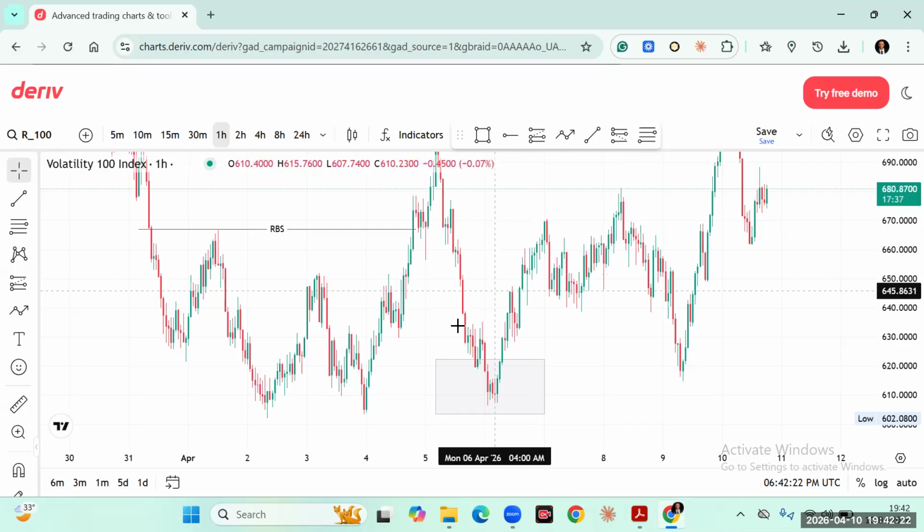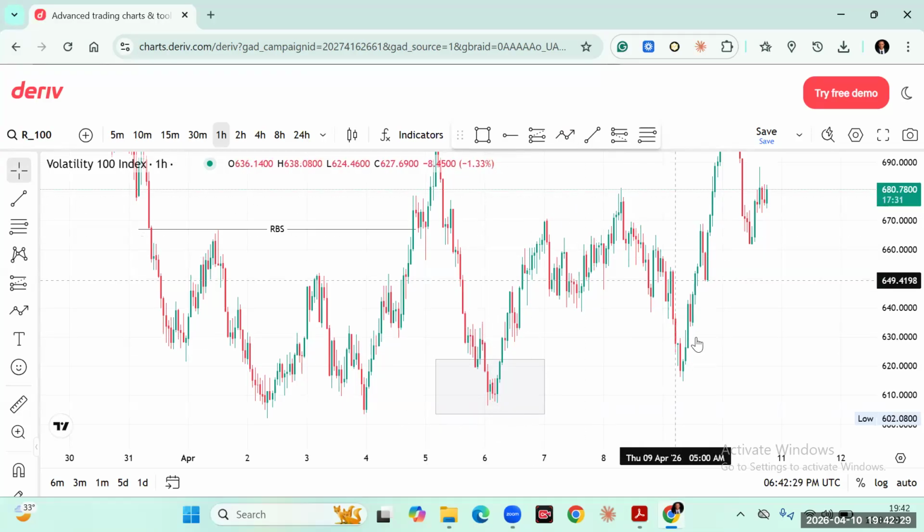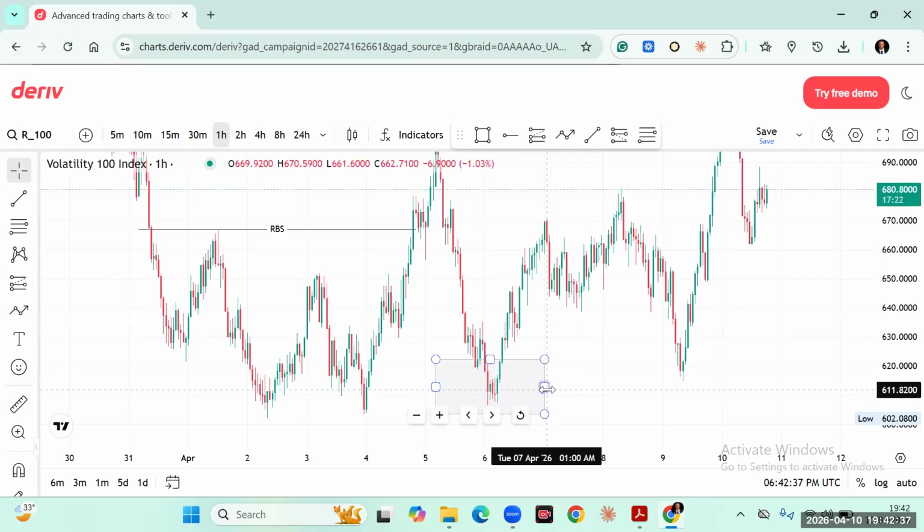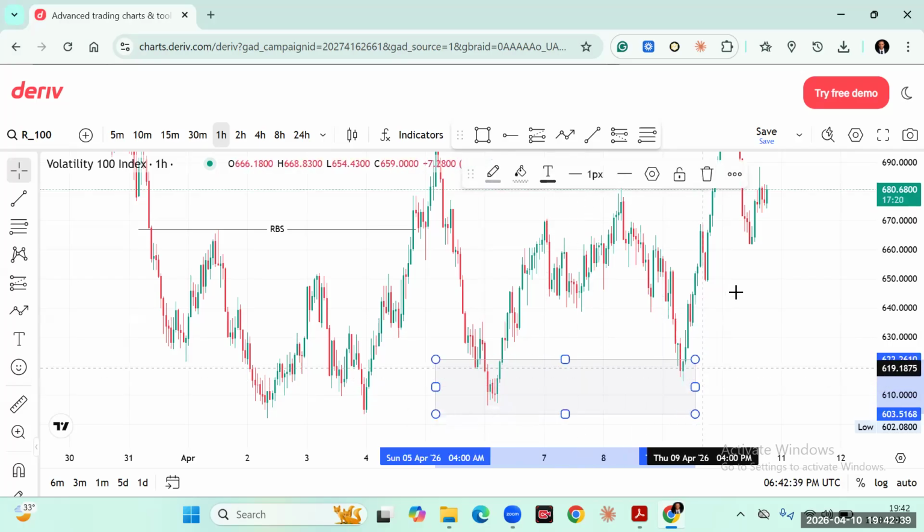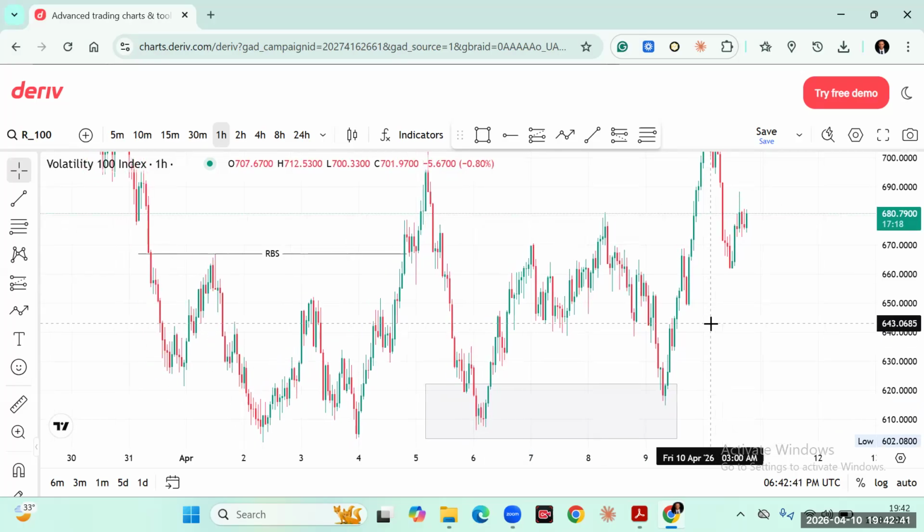But on the lower time frame, price must break for buy. Price must break above the lower high. You wait for price to come back. For sell, it must break below the higher low with the body of a candle, not with a wick.